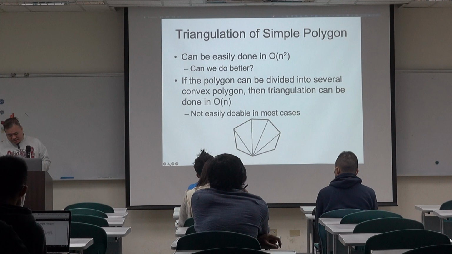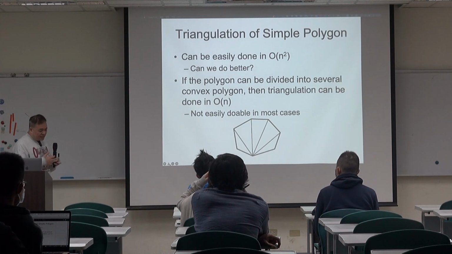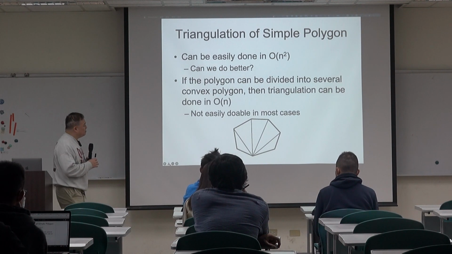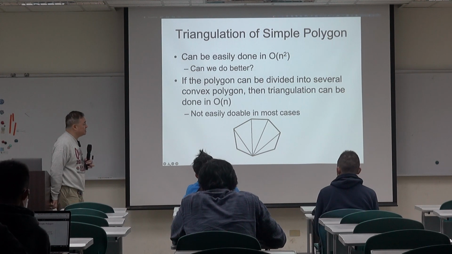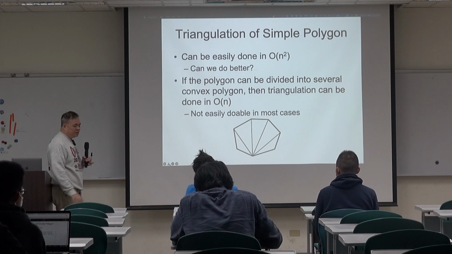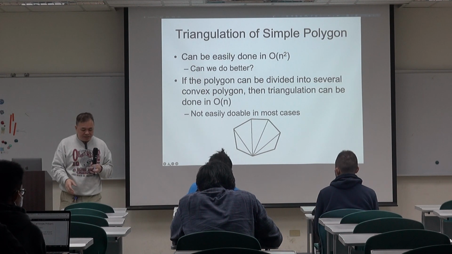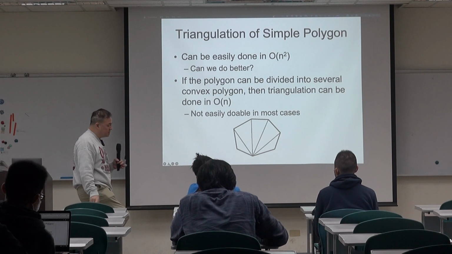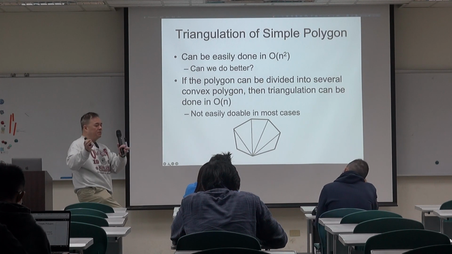Obviously, a simple polygon is not a convex polygon. So the next thing that we may have in mind is, is it possible to divide the simple polygon into several convex polygons, and then triangulate each of them? So it's kind of like a divide and conquer. Try to divide them into convex polygons and then deal with each of them separately.